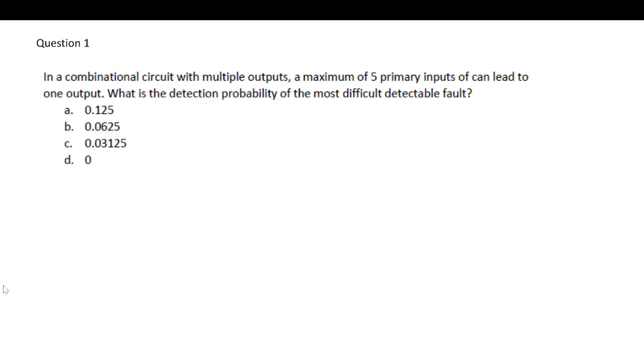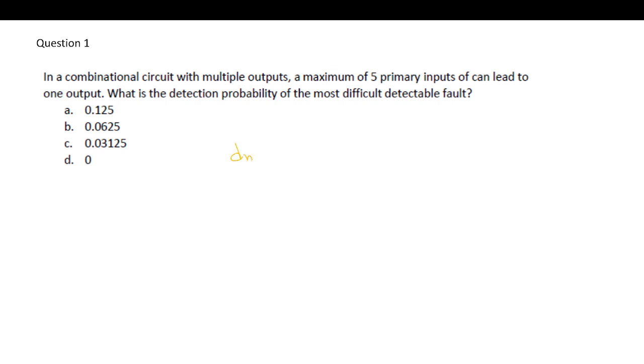So next we will solve some questions. In a combinational circuit with multiple outputs, a maximum of 5 primary inputs can lead to one output. What is the detection probability of the most difficult detectable fault? These are questions taken from the previous year assignment.